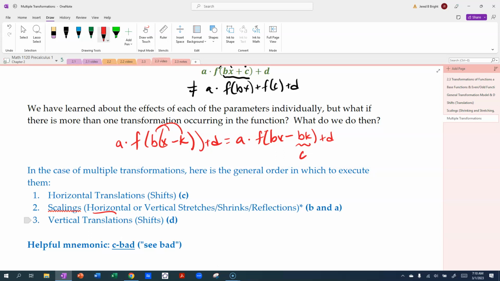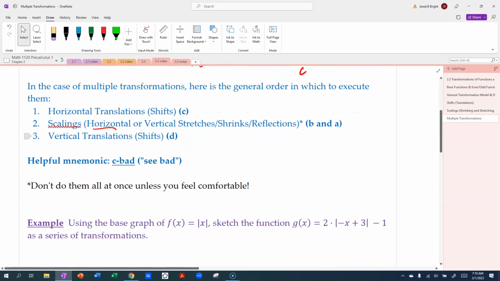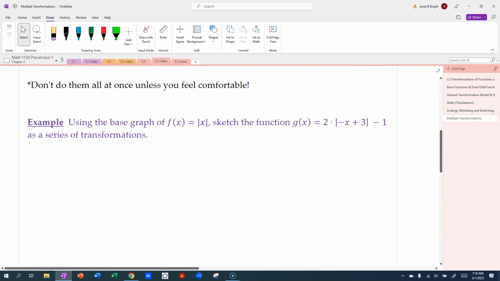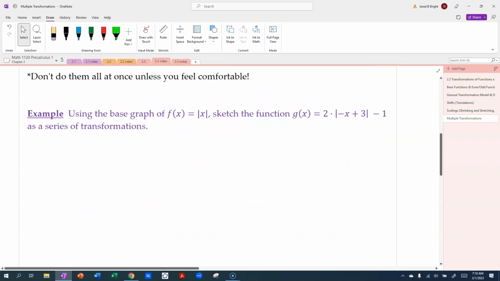To help you remember this, if you think about the letters in the general transformation model, it's C and then BAD. So you might remember C bad, like you're seeing bad, but hopefully you're not having a see bad experience when you see these problems. Okay, so here we go. I recommend also don't do them all at once. It's a lot to process even for one of them. So do them one at a time and do it well.